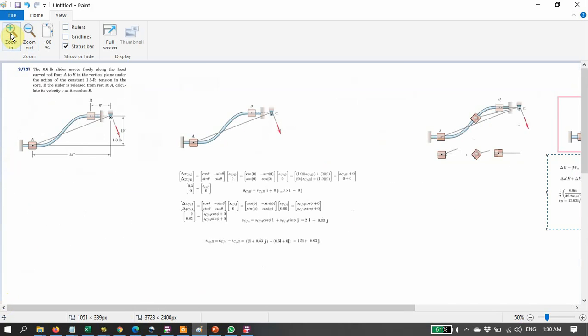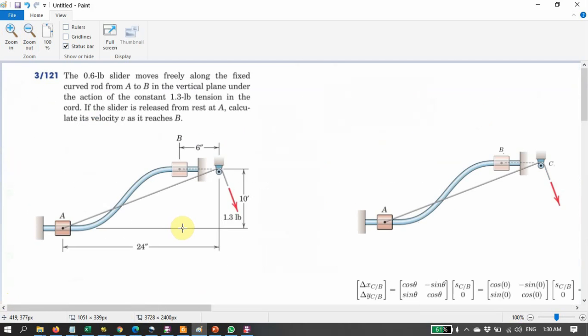Right, we are looking at question 3121. We have a 0.6 pound slider which moves freely, meaning no friction between the surface of the rod and the internal surface of the slider.